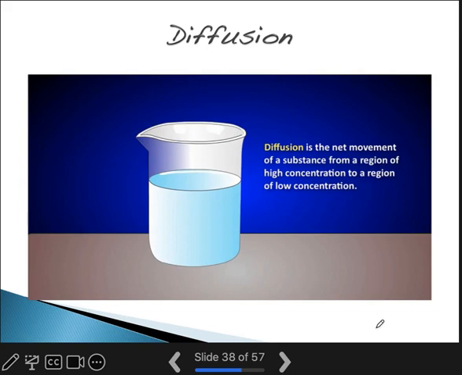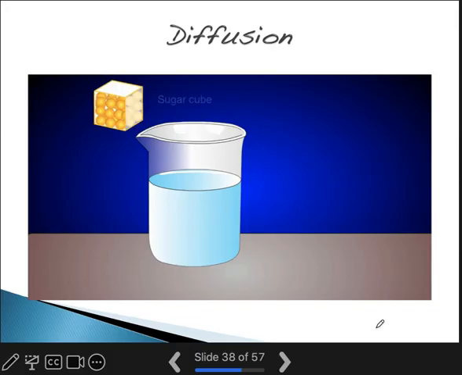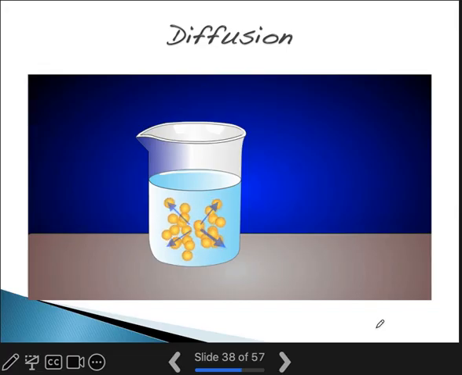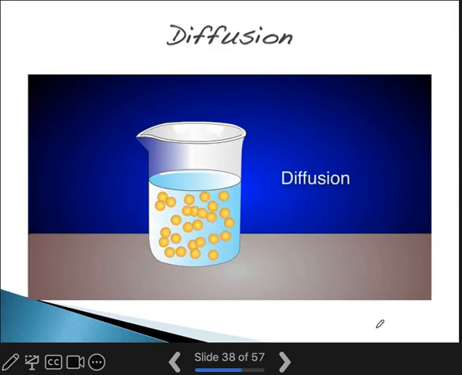Diffusion is the net movement of a substance from a region of high concentration to a region of low concentration. Let's use the sugar cube and beaker of water as an example. When the sugar cube is dropped into water, it begins to dissolve. The sugar molecules in the cube move from an area of high concentration to areas of lower concentration until the molecules are evenly distributed. This type of motion is known as diffusion.